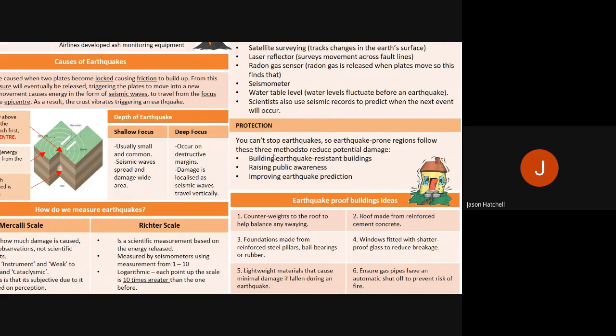It doesn't crack because it's not concreted to the ground. The stilts actually help the building to move with the earthquake. We can raise awareness, as I mentioned before, of when earthquakes might happen in a certain place. So the public needs to be aware of what to do during an earthquake. And finally, improving earthquake prediction. So improving the technology around how we predict earthquakes, and looking at how we can do that as well.